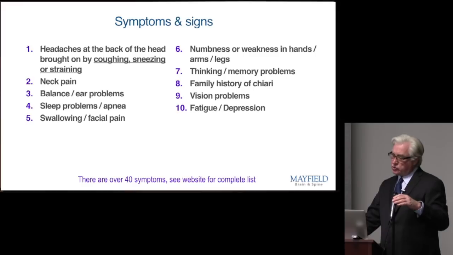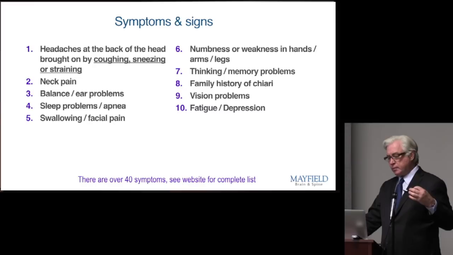It's less certain how memory problems, thinking, cognition, fatigue, or depression might be directly related to brainstem compression. But numbness or weakness or pain in the arms or legs, that's compression of the spinal cord where it exits the foramen magnum, the drain, and it's getting squeezed.